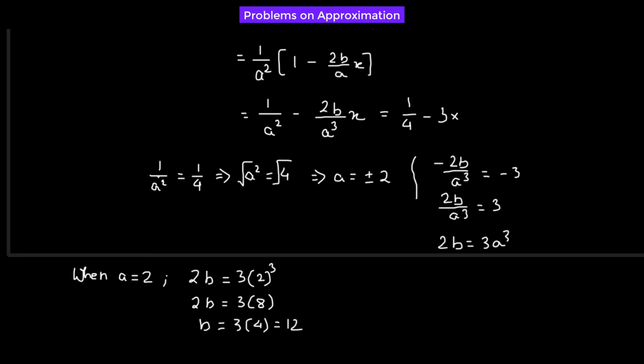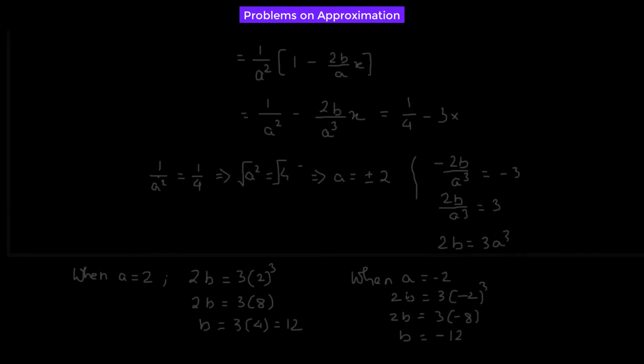So this is one of the values when a is positive 2, and then when we consider a to be negative 2, then we'll have twice of b is equal to 3 times negative 2 cubed. So that will give us 2b is equal to 3 times negative 8. We solve for b, and that will give us b is equal to negative 12. So these are the two values. So we have a equals 2 and b equals 12, while the other set is a is negative 2 and b is negative 12. Let's go to the next question.